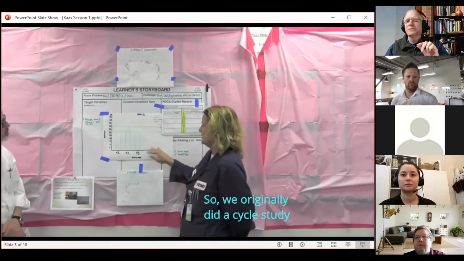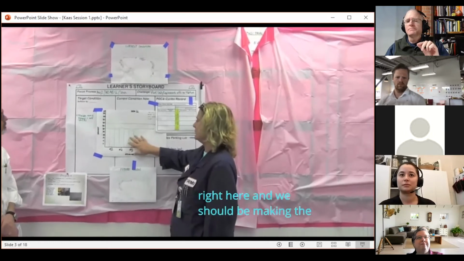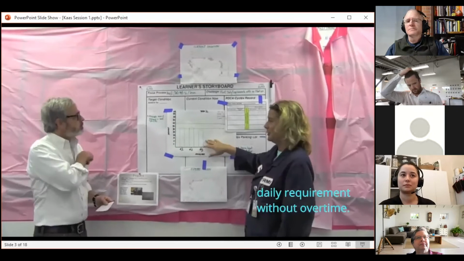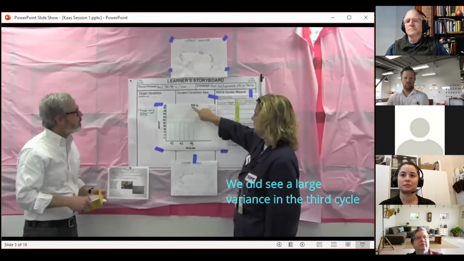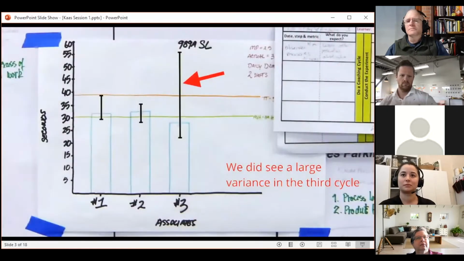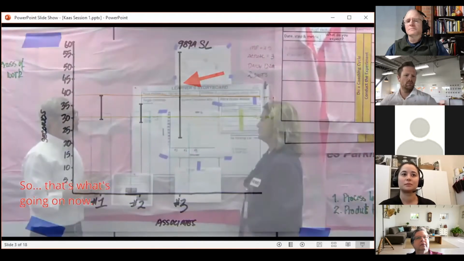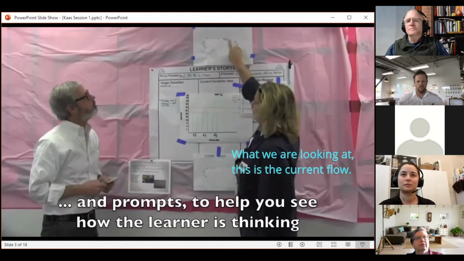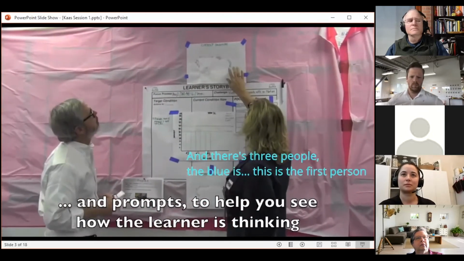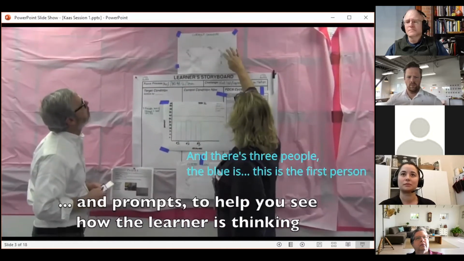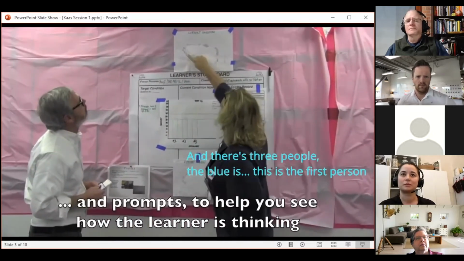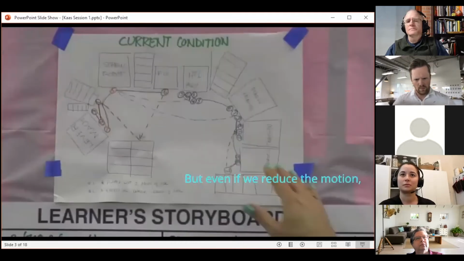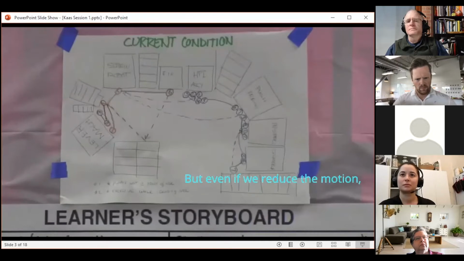So we originally did a cycle study on here, and there should be maybe the daily requirements about overtime. We did see a large variance in the 3rd cycle. So that's what's going on now. What we're looking at, this is the current flow. Yeah. And there's 3 people. The blue is the first person. Oh yeah, I see. Second's purple, and this is the 3rd. So we drew this out. We noticed there was a lot of wasted motion in there. But even if we reduce the motion, yeah.